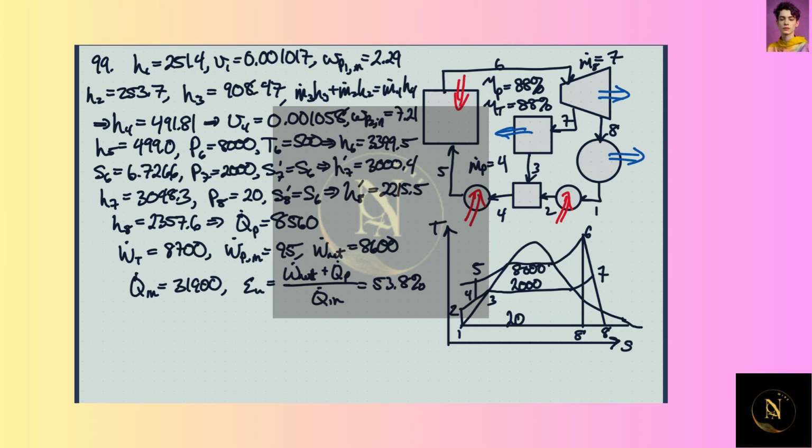We can figure out the heat transfer in, because we know the difference in enthalpy across the boiler, and that turns out to be about 31.9 megawatts. So the utilization factor, which is just the amount of energy that's flowing out that we're using, divided by the amount of energy that's flowing in, winds up being 53.8%. So we're using this and this, but we're not using this. So that's why this is not 100%.